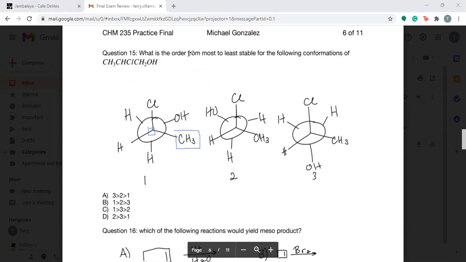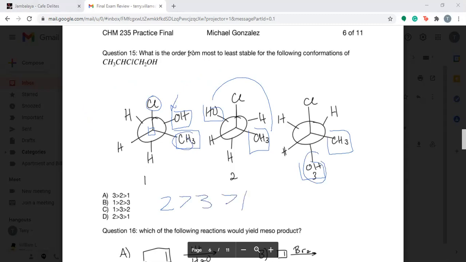And on your back carbon, what is your largest group? The alcohol. So if we look at these, in 2, my largest groups are anti to each other. So 2 should be my most stable. In 1 and 3, they are gauche to each other, but in 1, it's between both the chlorine and the methyl. In 3, it's next to the CH3, but it's opposite the chlorine. So it's going to be 2, 3, and then 1. Does that make sense?